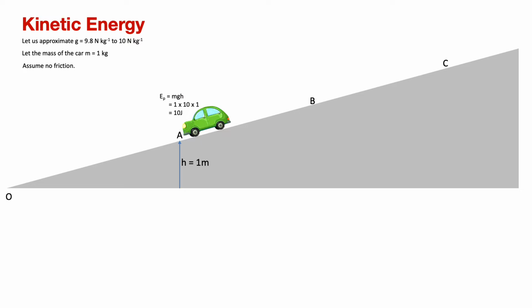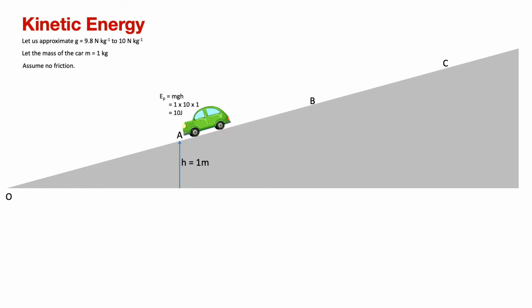I'm sure you would agree that at the point of release at point A, the car has a potential energy mgh, which is 1 kilogram times our approximate g of 10 times a height of 1 meter, giving it 10 joules of gravitational potential energy. So that's a nice easy number.